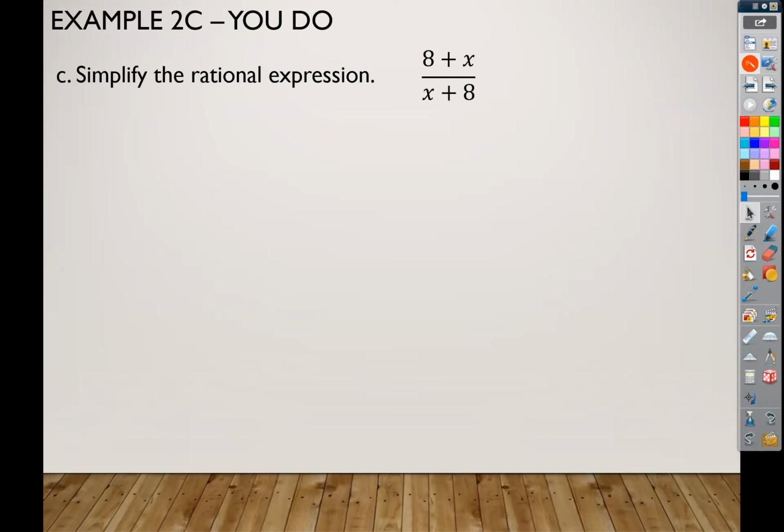Now I want you to try to do this one. And you should have just gotten 1 because it's the same thing on top of each other.